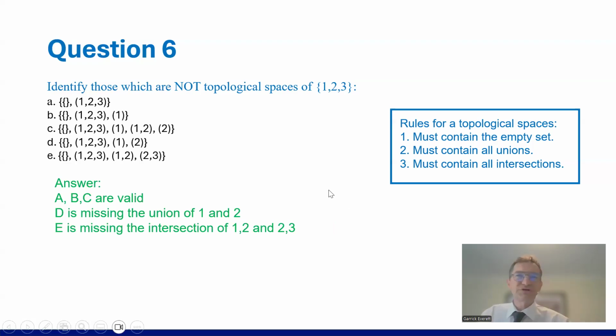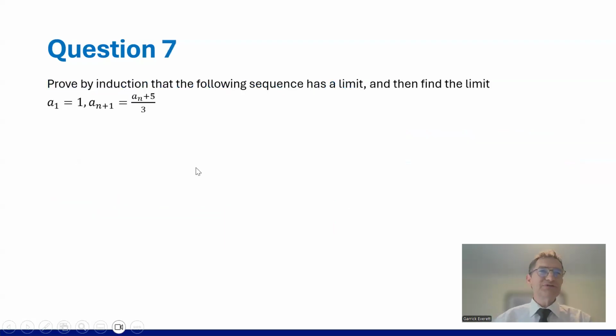Okay, hopefully pretty straightforward. Last question, and a bit of a long one here. Prove by induction that the following sequence has a limit, and then find the limit. Now, you should have seen a very similar question to this before. So, answer. And to do any induction, a really good plan is to write out the first few terms so you can see what's happening, especially if you want a limit.